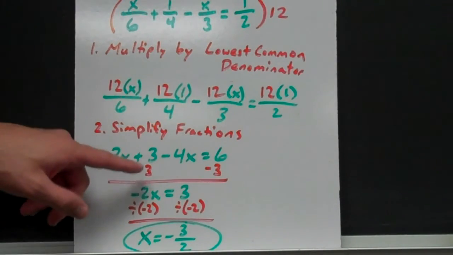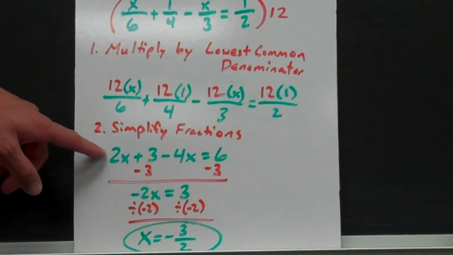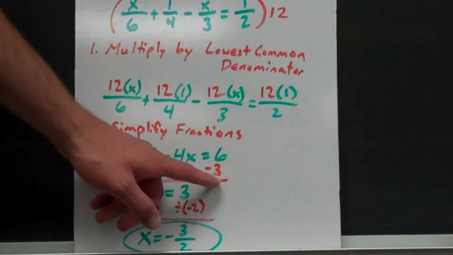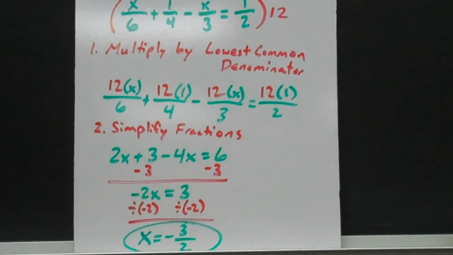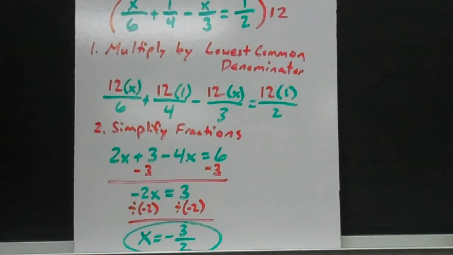We want to get rid of that 3 from both sides, so we subtract 3, and we combine our x's. 2x minus 4x is negative 2x. 6 minus 3 is 3. So we have negative 2x equals 3. And then to get rid of the negative 2, we have to divide both sides by negative 2. So x equals negative 3 halves.